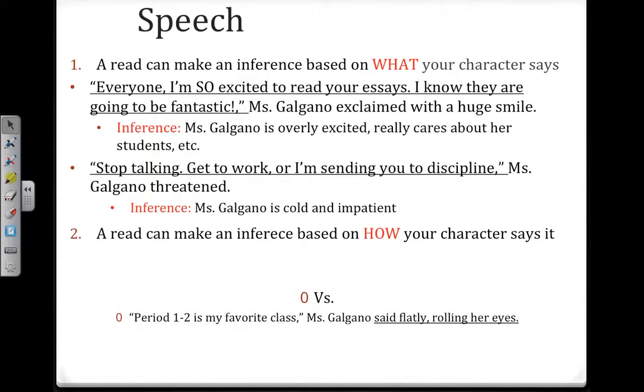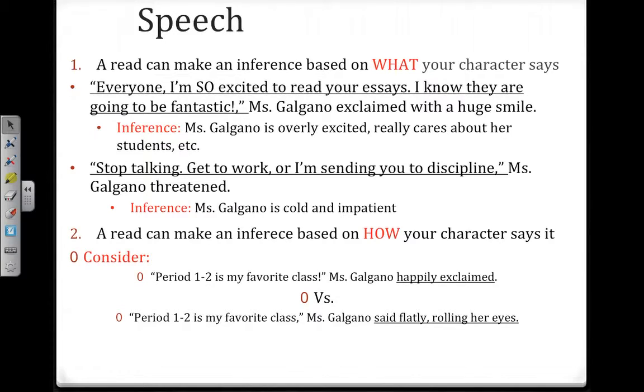But you can also infer based on how your character says what they say. So, for instance, "Period 1-2 is my favorite class," Miss Galgano happily exclaimed, versus "Period 1-2 is my favorite class," Miss Galgano said flatly, rolling her eyes. So, obviously, you would come to much different conclusions on those two things that I said, even though I was saying the same exact things. The way I said it was dramatically different, and that would cause you to come to those different inferences.